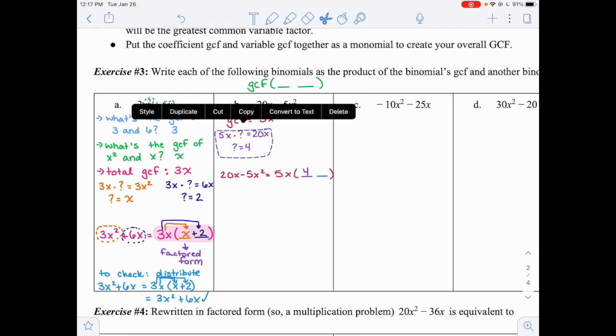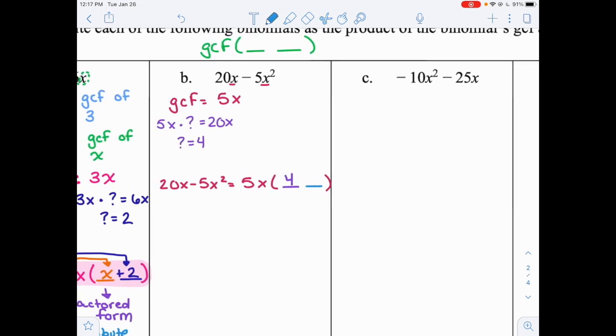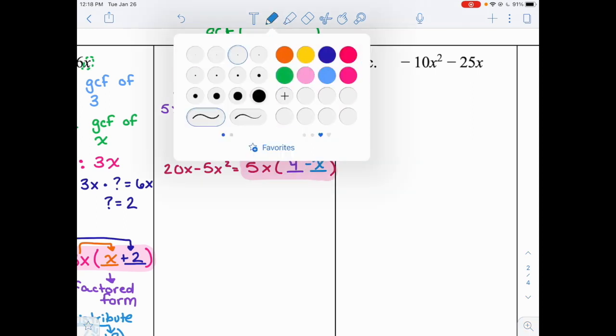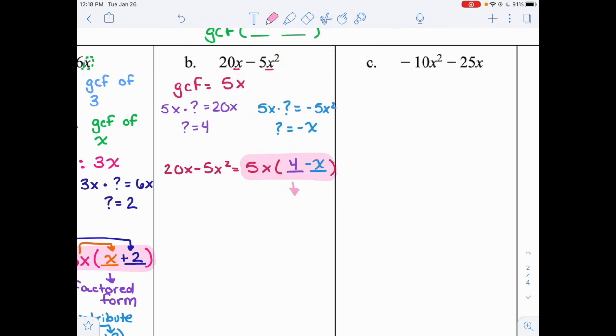There we go. All right, so we said we want the GCF times something to get me negative 5x squared. So the something is going to be minus x. So that is my factored form: 5x times (4 minus x). And you could check that if you wanted to. I'm not going to, but this is factored form.